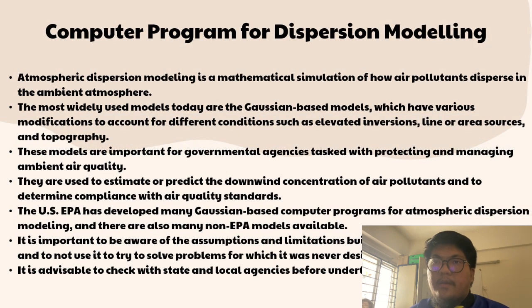Computer programming for dispersion modeling. Atmospheric dispersion modeling is a mathematical simulation of how air pollutants disperse in the ambient atmosphere. The most widely used models today are the Gaussian models, which have various modifications to account for different conditions such as elevated inversions, line or area sources, and topography. These models are important for governmental agencies tasked with protecting and managing ambient air quality.